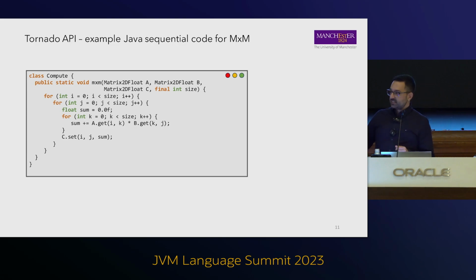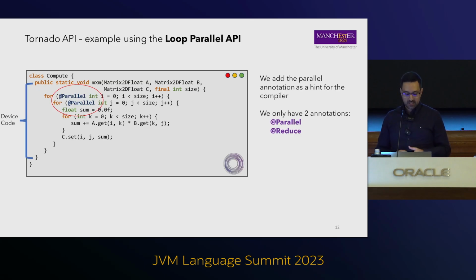Now, the first thing that the user needs to do, if we use the loop parallel API, so annotations, is to identify which loops can run independently. So in the matrix multiply, the first two loops are totally independent. So that means that any iteration can run totally independent from the other, okay? Can be fully parallelizable. So the user adds these annotations. Okay, this is how we annotate the code by using the loop parallel API.